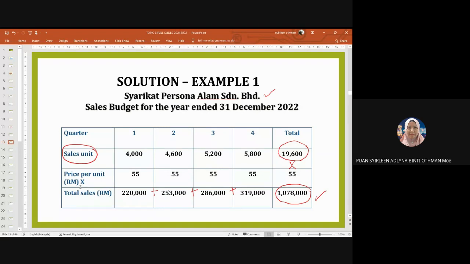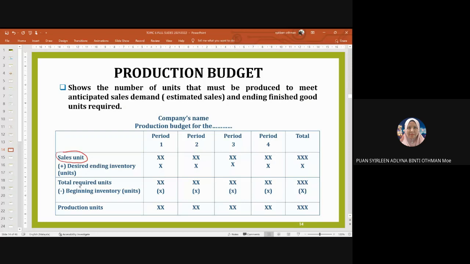You need to do it by sequence, because there is info from the previous budget that we will bring to the next budget. Right? Okay, so your sales unit is taken from the sales budget. Then we will plus the desired ending inventory. You don't have to write "desired" ending inventory, it's okay to just put the item as ending inventory. So sales unit taken from your sales budget, plus ending inventory units.